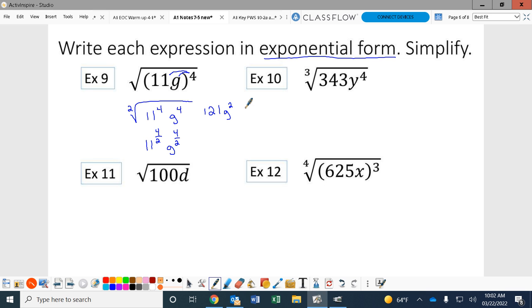Okay, let's do it again. Here we go. This 343 needs an exponent that's going to be a fraction. What goes on top if there's no exponent there? 1. And what goes on the bottom is going to be what's on the outside, which is 3. Then the y is going to be to the, again, the one on the inside goes on top, so it's going to be 4. And the one on the outside goes on the bottom, so it's going to be 3.